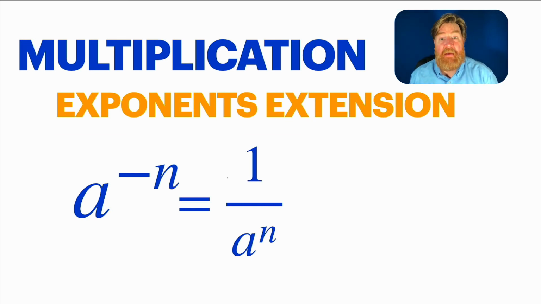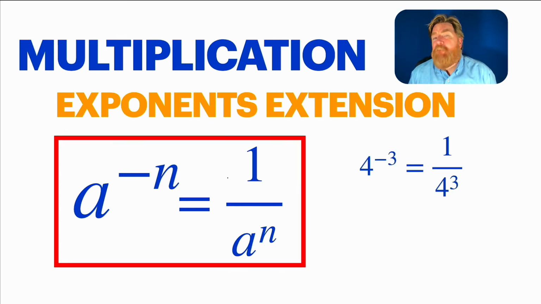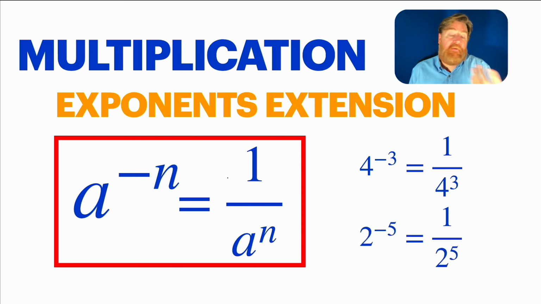Here are a couple examples. So if you had 4 to the -3 power, that's the same as 1 over 4 to the 3 power. And 2 to the -5, well, that's just 1 over 2 to the +5. All right?